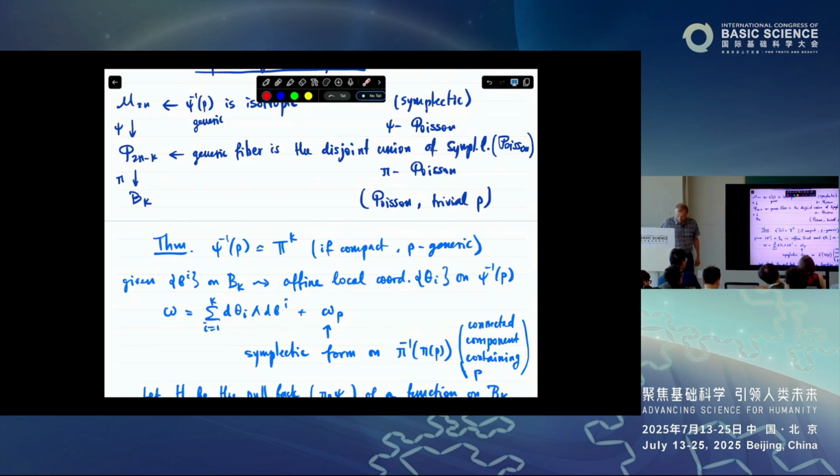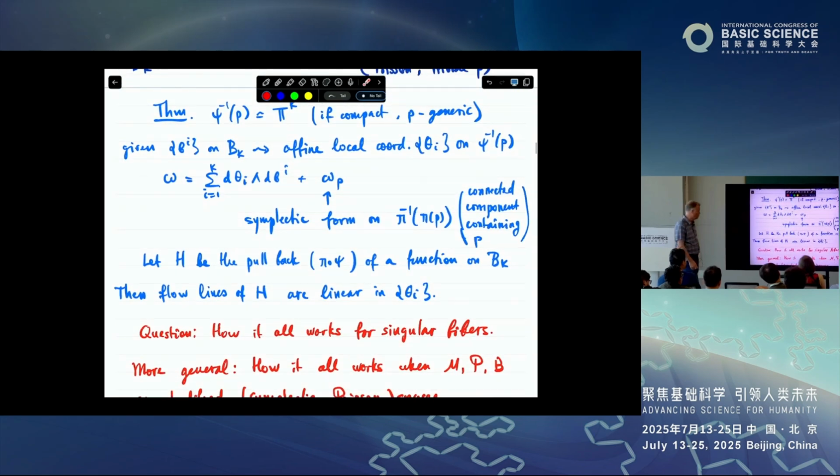This was first done by Nekhoroshev, a student of Arnold, pupil of Arnold, I should say. So again, if H is a pullback, with respect to the composition of pi and psi, of a function on B to a function on M, the flow lines of the Hamiltonian vector field generated by H are linear in these angle coordinates. But now, because the base is k-dimensional, you have k independent Poisson commuting functions on B. Then, again, it's the same thing.